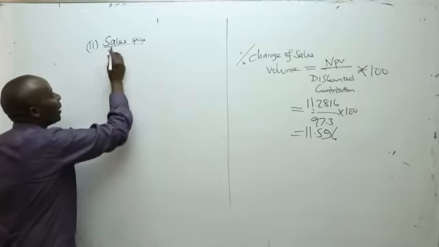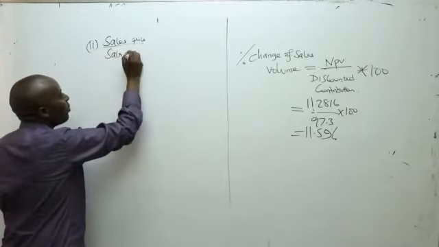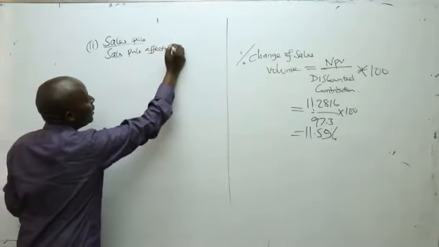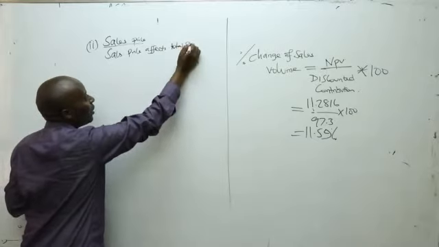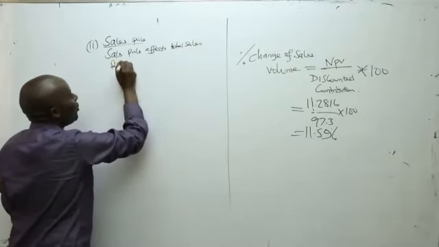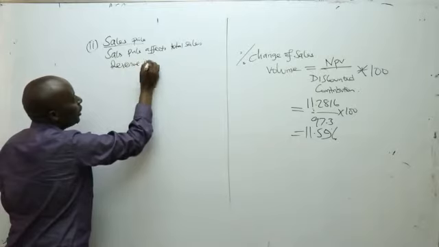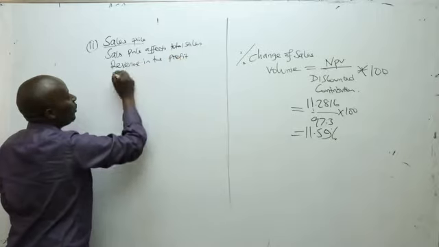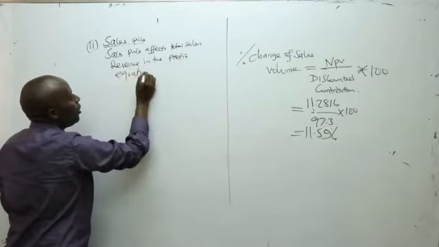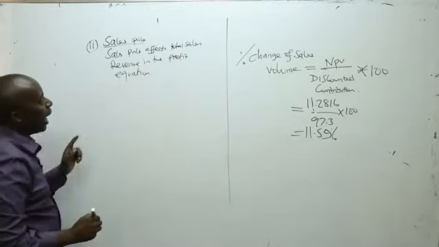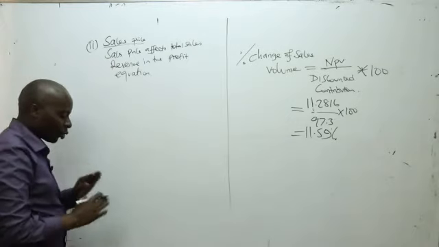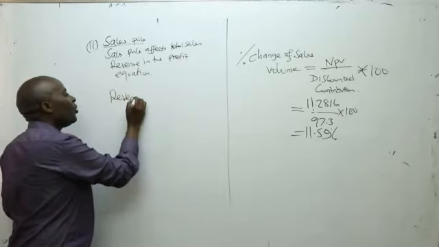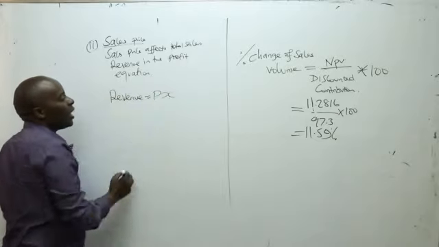Ladies and gentlemen, sales price affects total sales revenue in the profit equation. In the profit equation, sales price affects only total sales. That is why you normally tell us, ladies and gentlemen, that the revenue equals price times what here? Quantity.